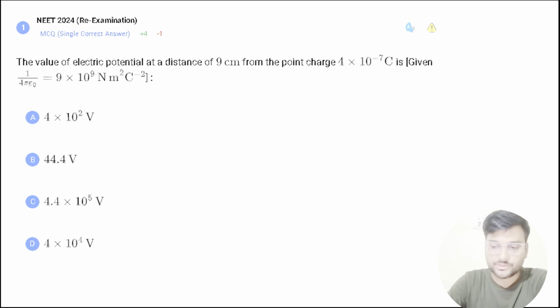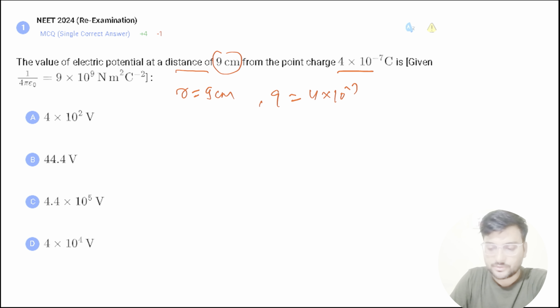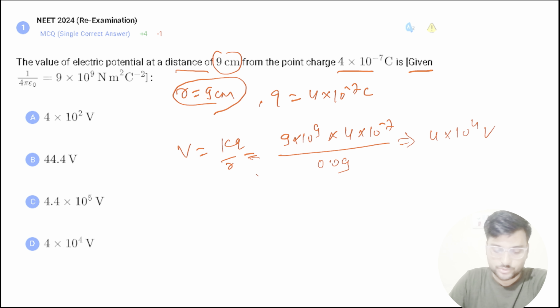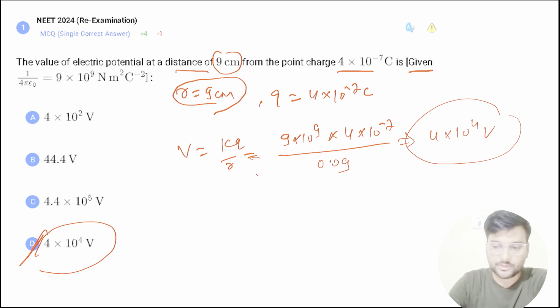So we are discussing the question, it is very easy, right? We need the electric potential at a distance R equal to 9 centimeter, and the charge given to you is 4 into 10 power minus 7 coulomb. So what is potential? That is KQ by R. So we can say 9 into 10 power 9 into 4 into 10 power minus 7 divided by 0.09, because you must convert into meter. So this will become 4 into 10 power 4 volt. So what is the value? Option number D is the correct option according to the given question.